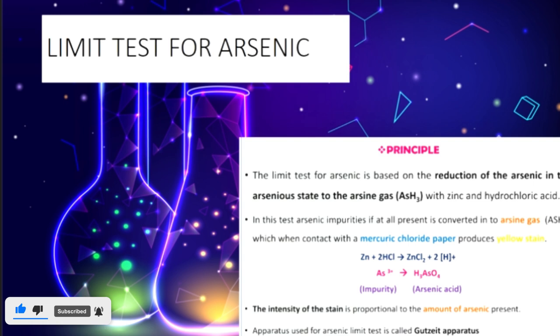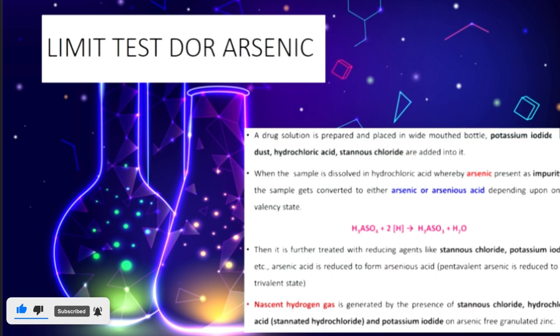So next is the limit test for arsenic. Actually, arsenic is present in two forms, that is arsenious acid and arsenic acid. H3AsO3 is the formula of arsenious acid, with a 3 and a 3 in it, whereas arsenic acid consists of a 3 and a 4. So we should reduce this arsenic acid into arsenious acid.